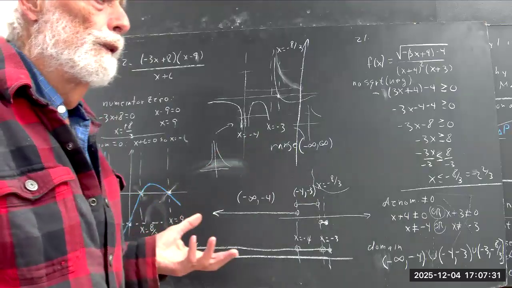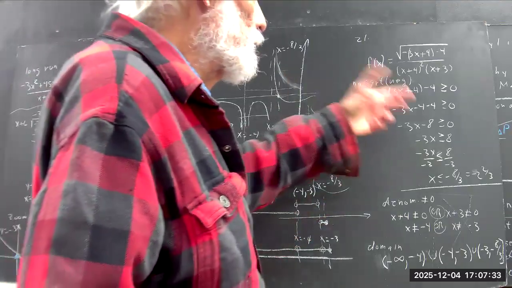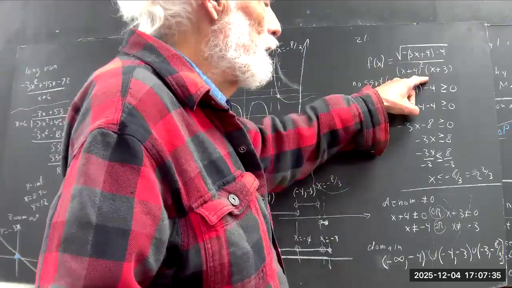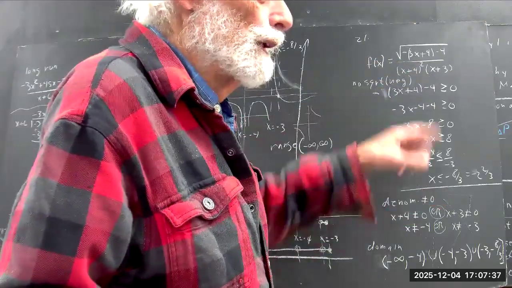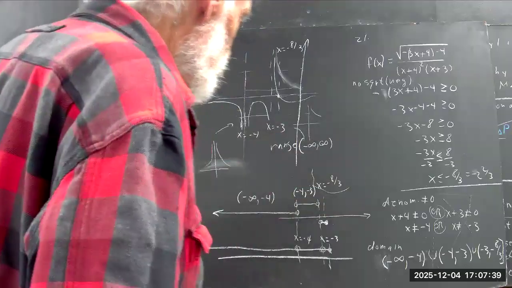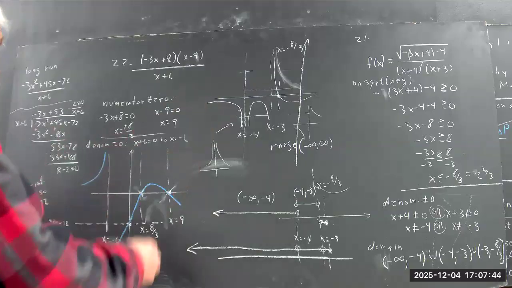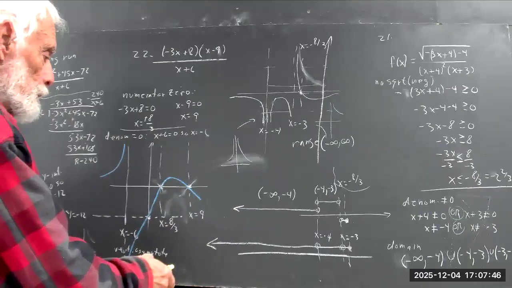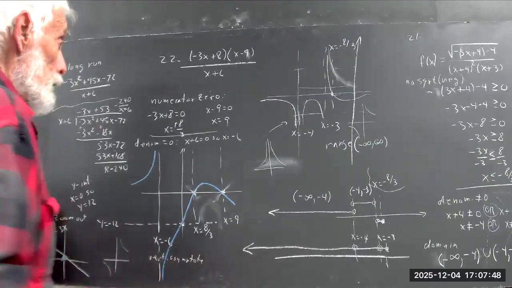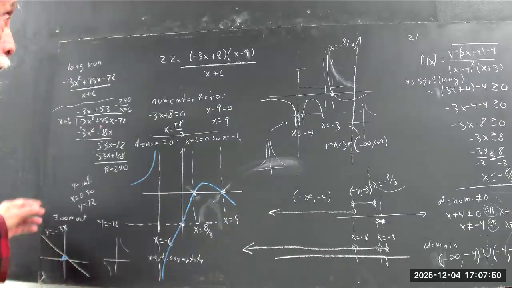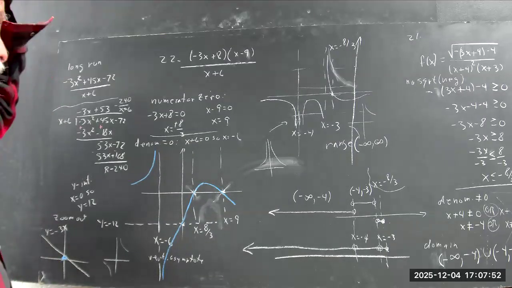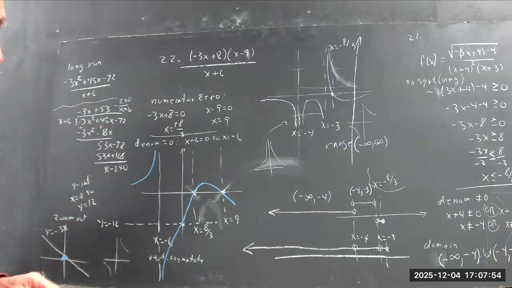The other way to determine the range is to switch x and y and then solve the equation you get for y, and that would be a royal pain. So we're not going to ask you to do that for this type of function. For simpler functions, yeah, you might have to do that sort of thing. Okay. That was number 21.